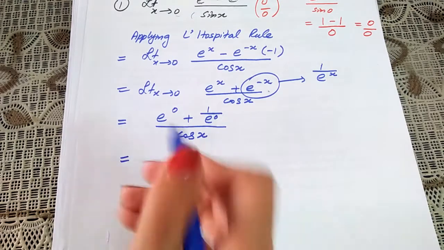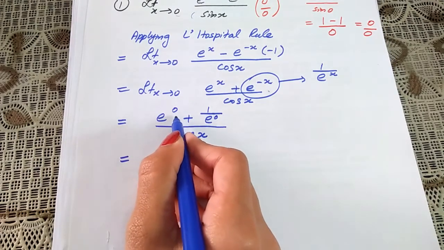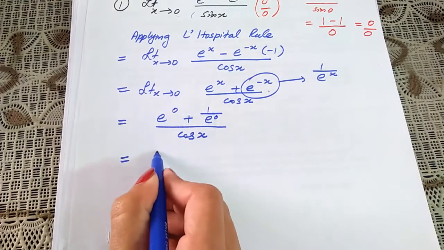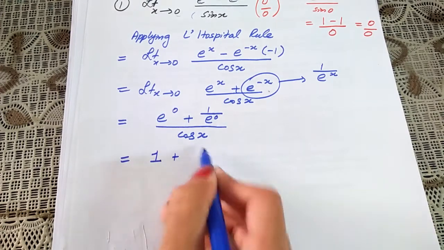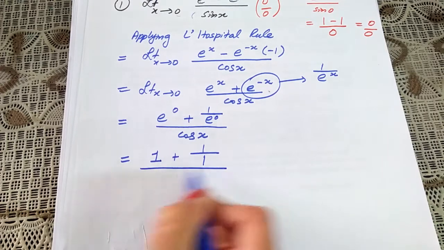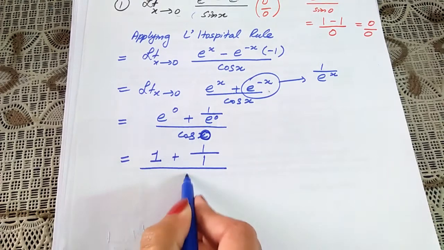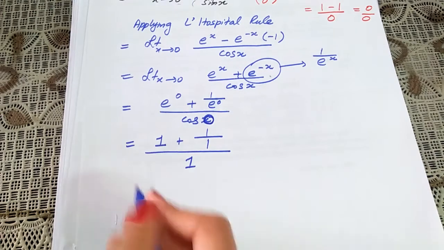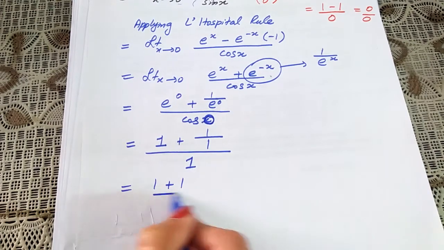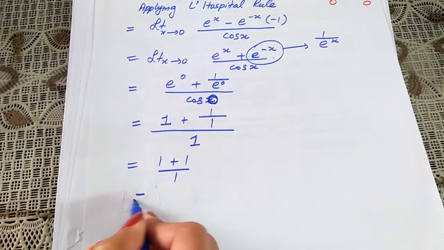e raised to power 0, anything having power equal to 0 will always give you 1, plus 1 over 1, divided by, here we also have to put 0, so cos of 0 will always be 1. So you get 1 plus 1 over 1, that is equal to 2.